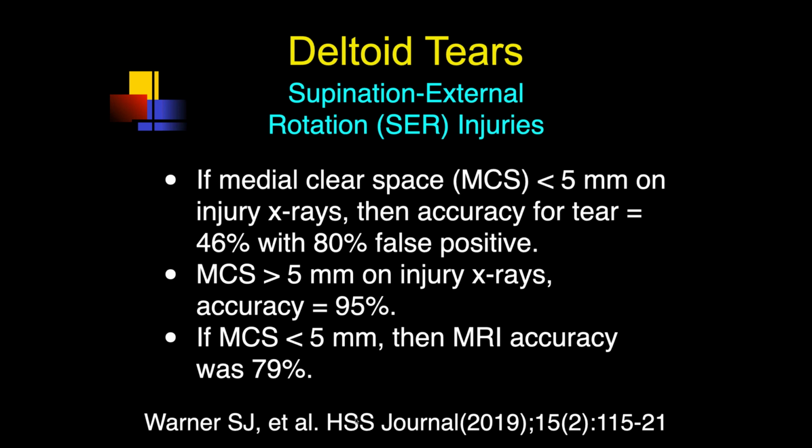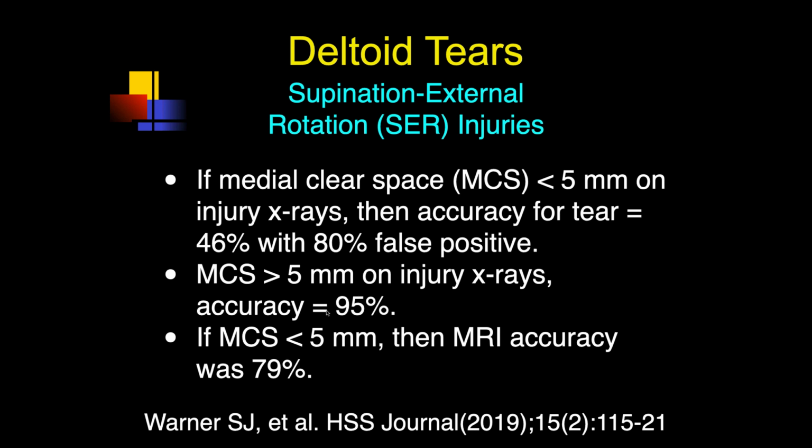So this was an article in Hospital for Special Surgery Journal last year talking about deltoid tears, and these are due to supination external rotation injuries of the ankle, so-called SER injuries. And on plain films, if you look to see if the medial clear space is greater than 5 millimeters on x-rays, then it's okay, not great. Yeah, for the heel, that'd be correct. But for the forefoot, it's different. So that's where the confusion comes in.